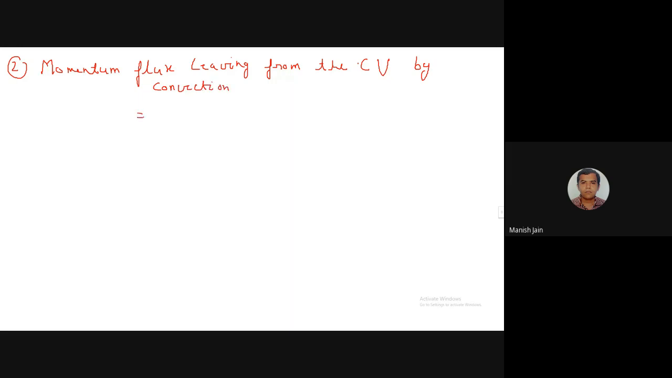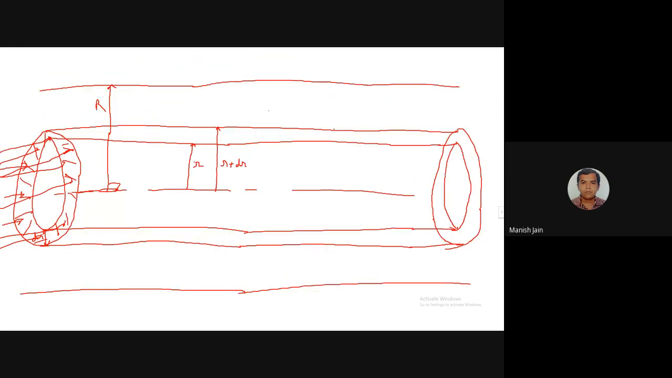That is equal to rho bz square 2 pi r dr, the same quantity. The fluid will leave from z equal to L. That same quantity is leaving from the control volume at z equal to L, so it will take some convective momentum with it. The amount of convective momentum leaving from the control volume is 2 pi r dr multiplied by rho bz square at z equal to L. This is z equal to 0 and this is z equal to L.